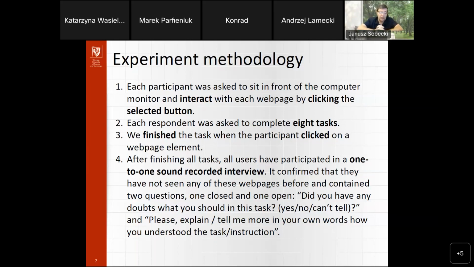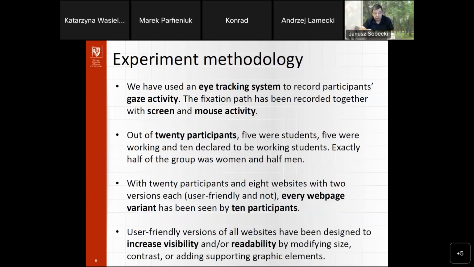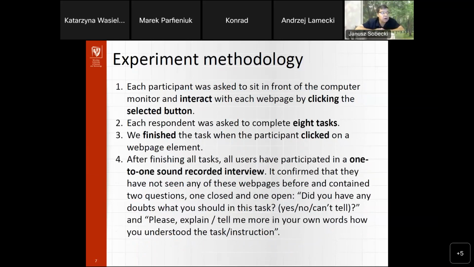After finishing all the tasks, the participants were asked to participate in a one-to-one recorded interview. And during this interview, we added some additional questions. So, for example, did you have any doubts what you should do in the specified task? And if yes, please explain why. Tell more about this in your own words, and so on. Just to take more information from the user.